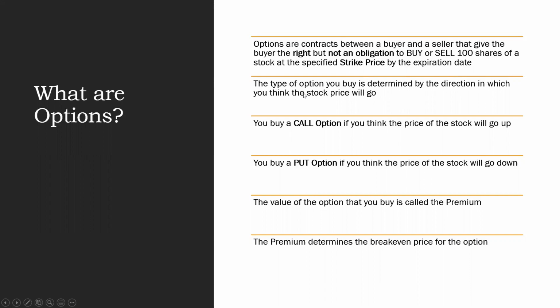So now, the type of option that you buy is determined by the direction in which you think the stock price would go. Okay, so if you're betting that the stock would go up in the future, then you buy what is called a call option. If you're betting that the price of the stock would go down, then you buy a put option. Now, the value of the option, or the price you pay for it essentially, is called a premium. The premium determines what the break-even price would be for that option.